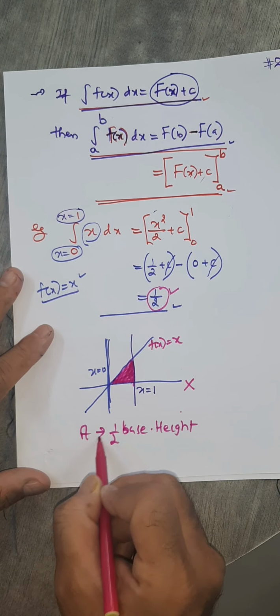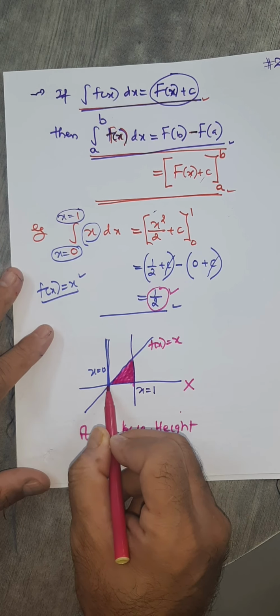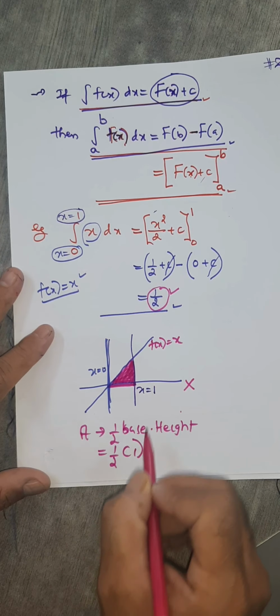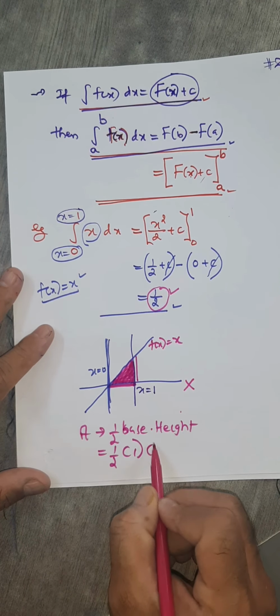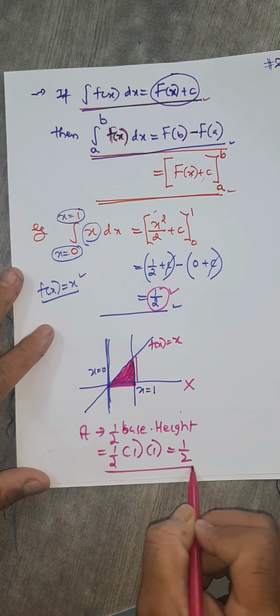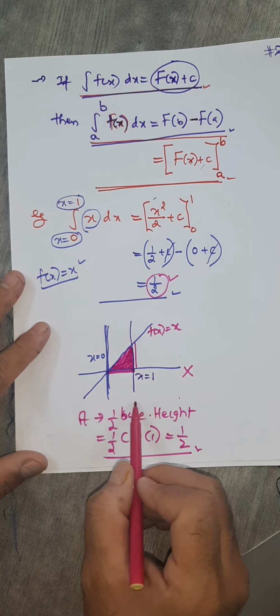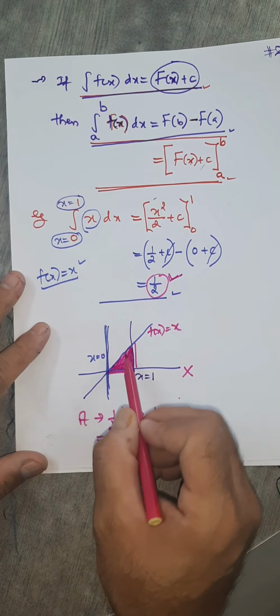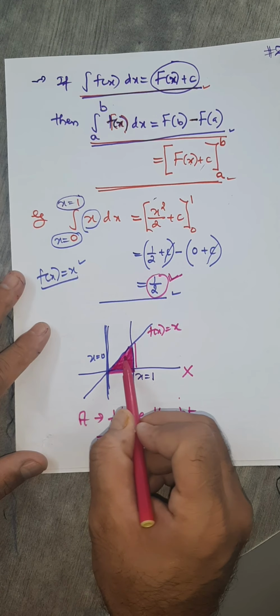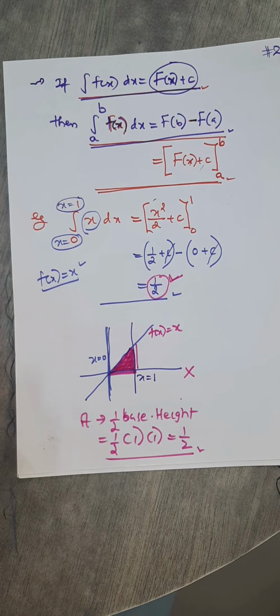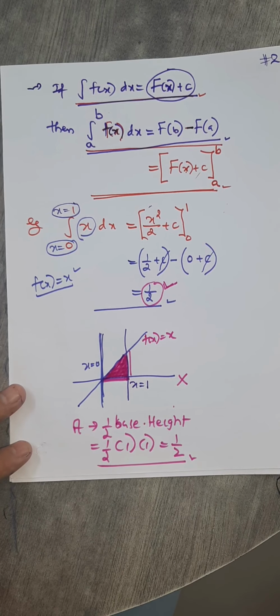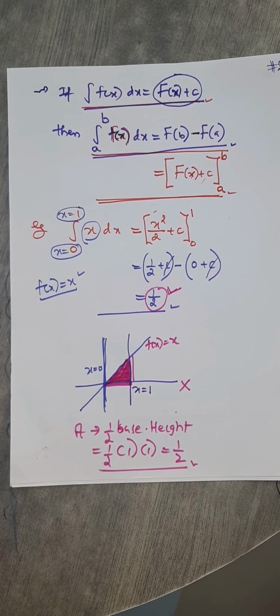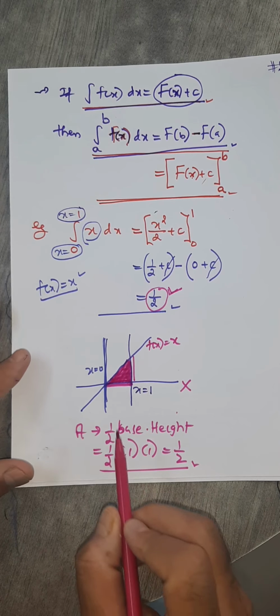The area is half base into height. Base you can say is 1 unit, height also 1 unit. So here also you are getting a half. And this we did by the right angle triangle, but this half basically represents the area of this region. That's what we mean by definite integral. So remember, a definite integral always represents the area of a certain region. That region need not be a triangle, need not be a square, it can be anything, remember.